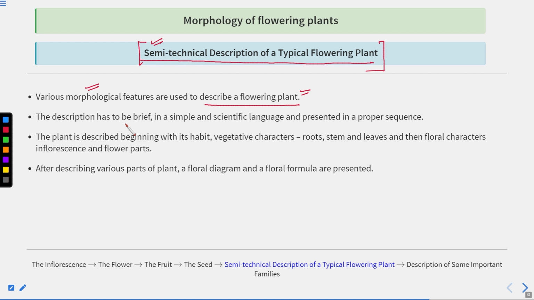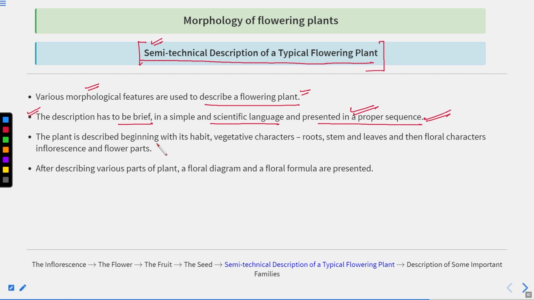The description has to be brief, in a simple and scientific language, and presented in a proper sequence. So whatever you describe, a flowering plant, that should be in a scientific language. That should not be in a local or a common language. It is presented in a proper sequence: first of all, you will talk about the root, then you will talk about the stem, then you will talk about the leaf, and then you move to the reproductive part, that is the flower. It should not be like this: root, leaf, flower, then comes the stem. No, it should be in a proper sequence, right?